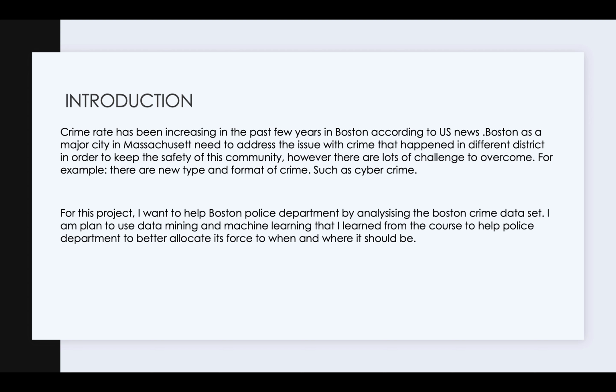So, starting from the introduction part. Crime rate has been increasing in the past few years in Boston. According to U.S. News, Boston, as a major city in Massachusetts, needs to address the issue with crime that happens in different districts in order to keep this community safe. However, there are lots of challenges to overcome. For example, there are new types and formats of crime, such as cybercrime. For this project, I want to help the Boston Police Department by analyzing the Boston crime datasets. I'm planning to use data mining and machine learning that I learned from this course to help the police department better allocate its force to when and where it should be.